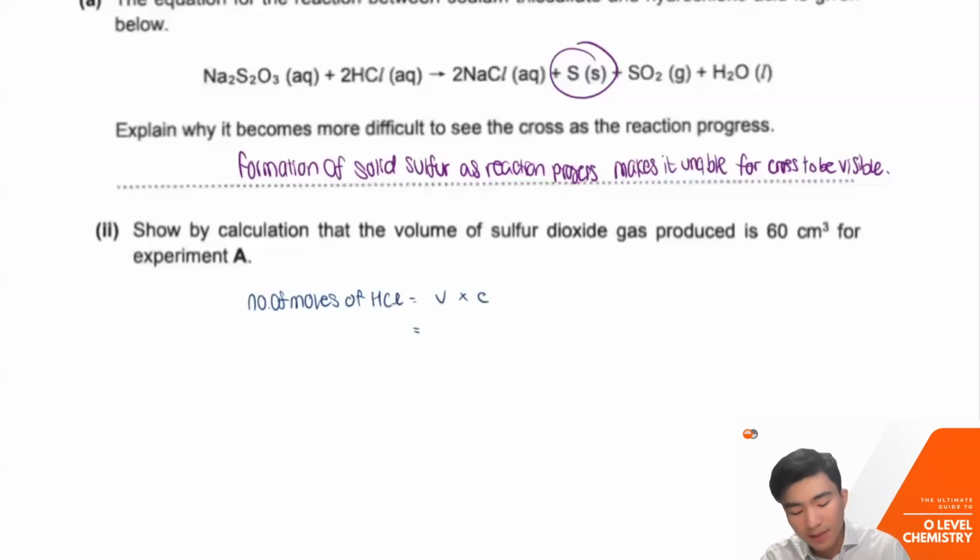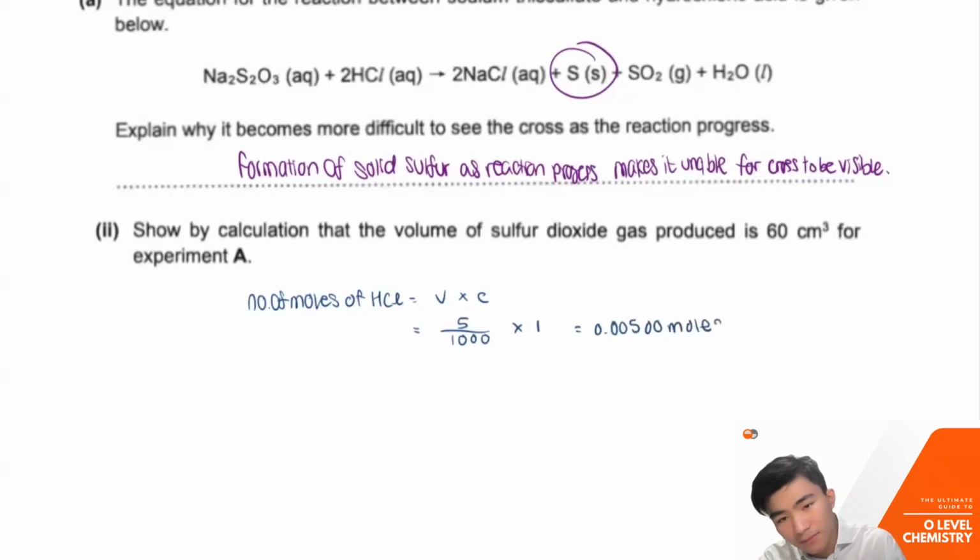Find out what the volume is. Volume is 5 cm cube, which is in terms of cm cube, so I need to divide by 1000 to get into dm cube. Multiply by concentration. Concentration is 1 mole per dm cube. The answer will be 0.005 mole. This is for HCl.